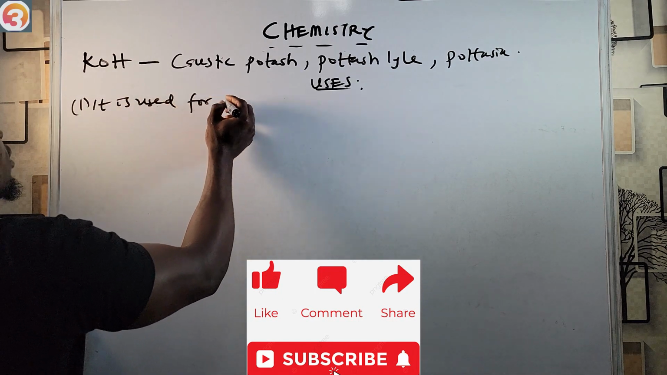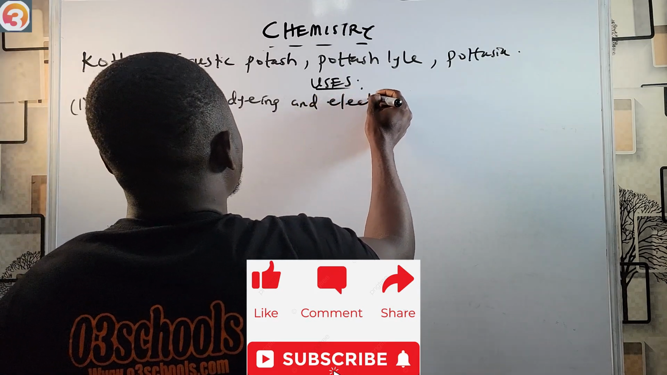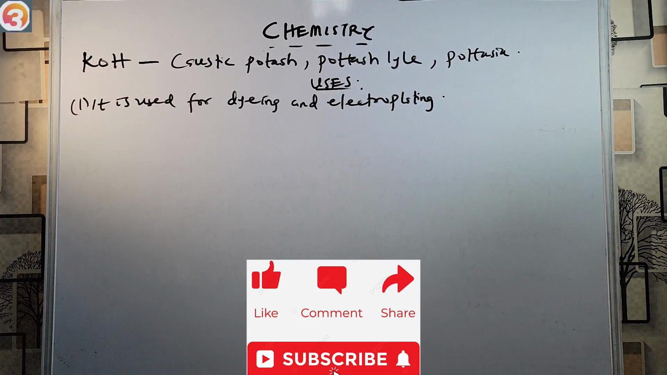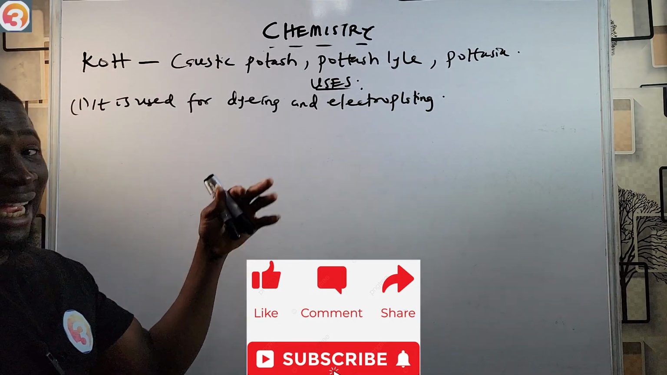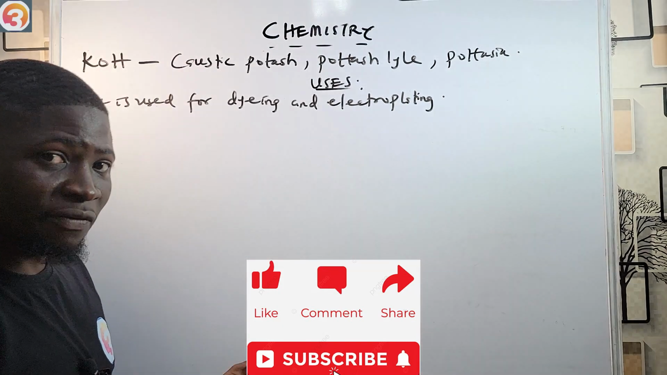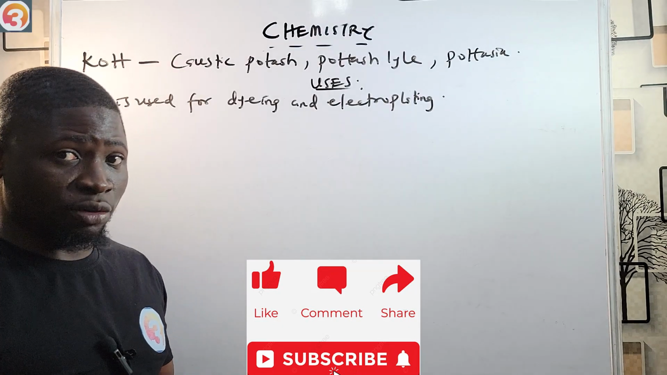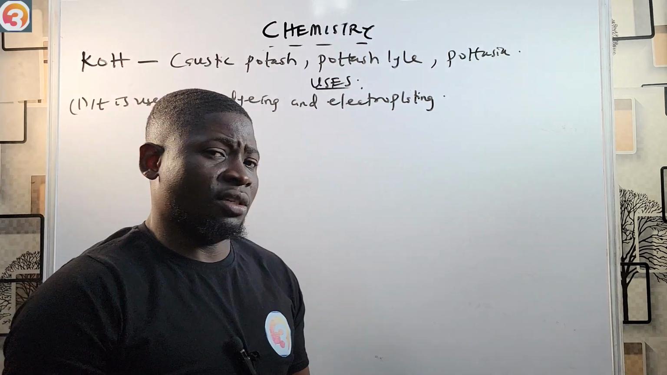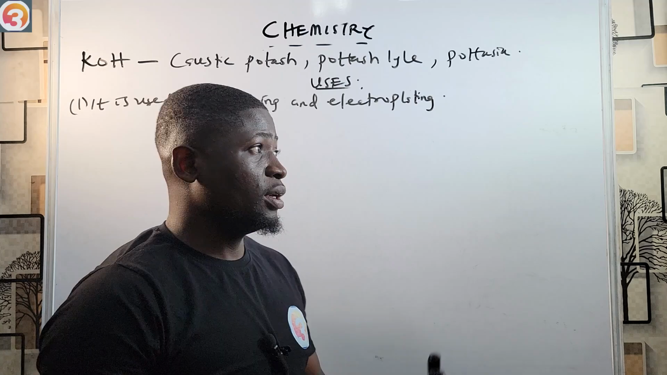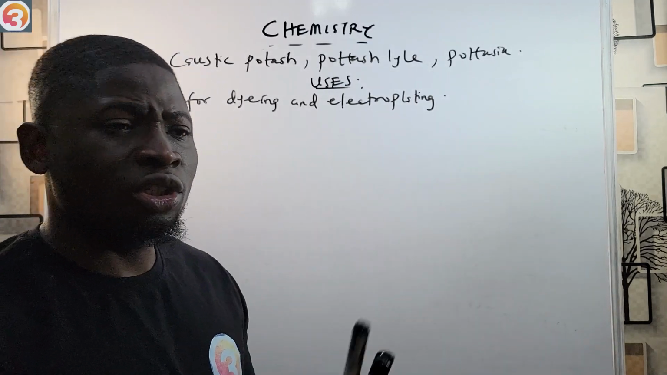Number one, it's used for dyeing and electroplating. We know what dyeing is already. Electroplating is a process whereby metal ions migrate from a positive electrode to a negative electrode via a solution. Electroplating is either used for aesthetics, for beauty, or to prevent corrosion. So potassium hydroxide is useful in dyeing and electroplating.